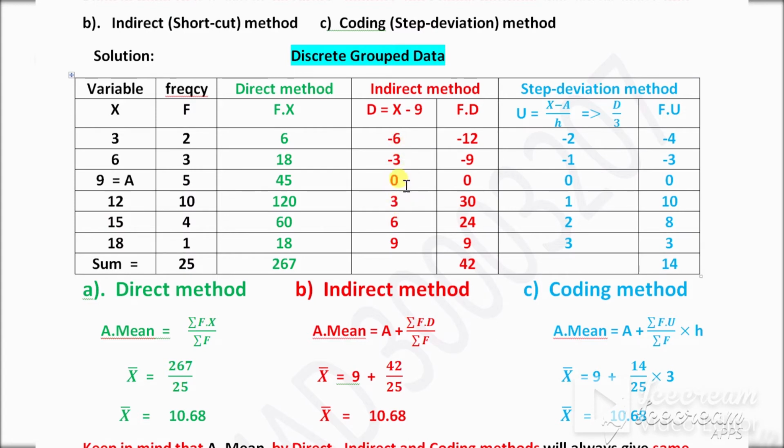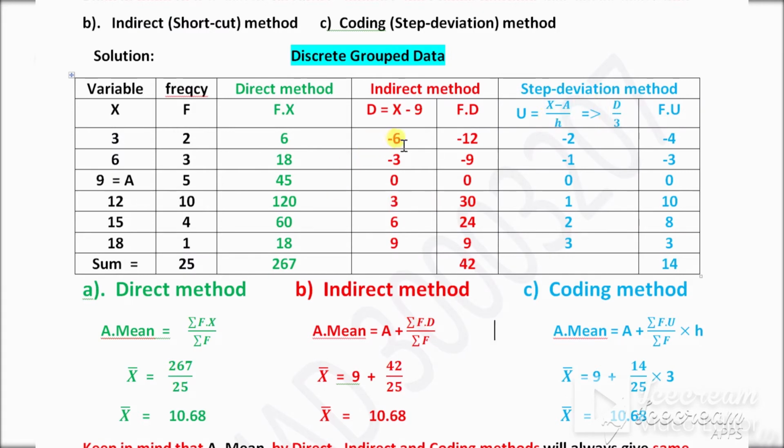So h is 3. Or you can say here each number is a multiple of 3. 3 difference is called h, the common difference. So h is 3. D divide by 3. Why d divide by 3? Because x minus a is equal to d. So for x minus a use d, and for h use 3. So the d column is divided by 3.